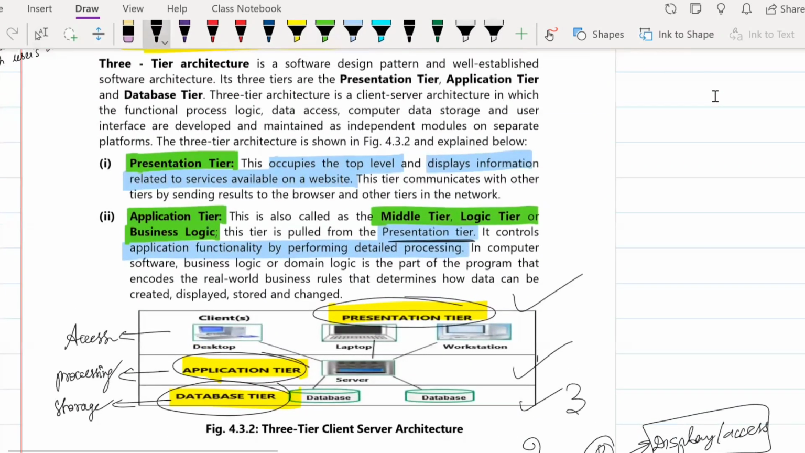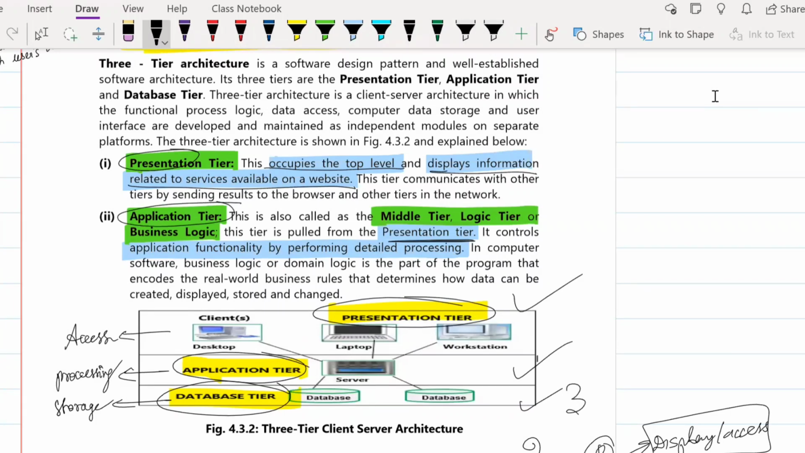In the presentation tier, it occupies the top level and it displays information related to the products available on the website. Whenever you open an Amazon website, the front page that you see, the display that is there, that is done using the presentation tier only. Next is application tier.